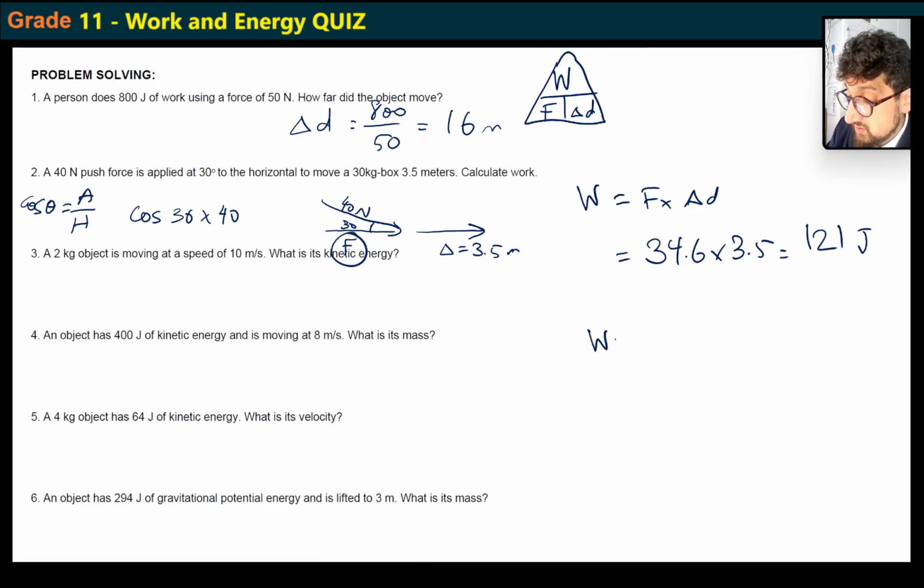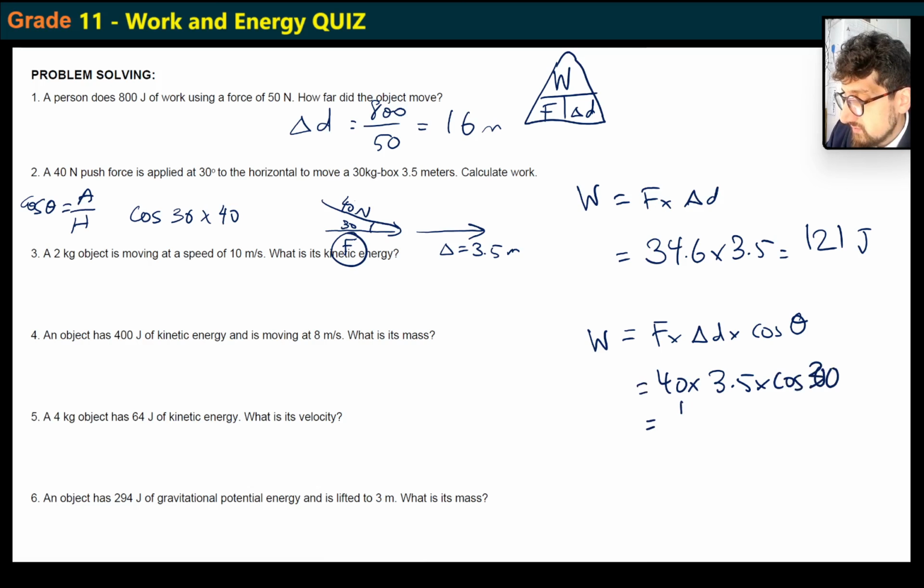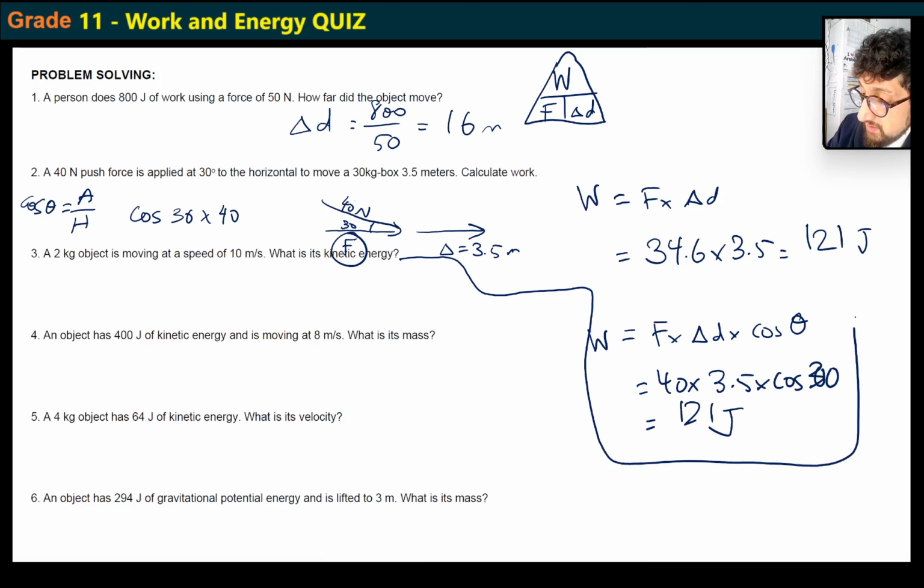The other way of doing it is just straight away you go work is equal to force times displacement times cosine theta, but then you would use the force they gave you in the question, and some of you might find that easier. So you just go force, which is 40 multiplied by 3.5 multiplied by cosine of 30, and it's exactly the same. Okay, it's exactly the same. It's kind of less mental gymnastics using the formula. Okay, so all of that belongs to this question here.